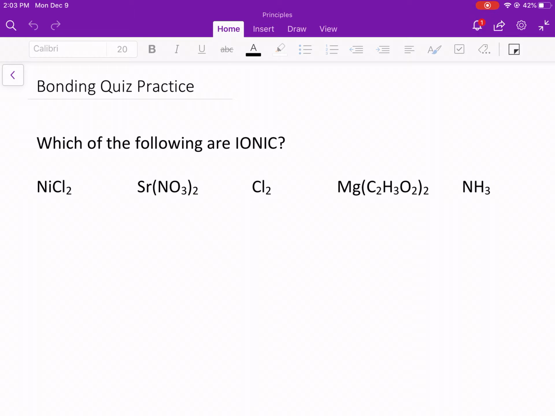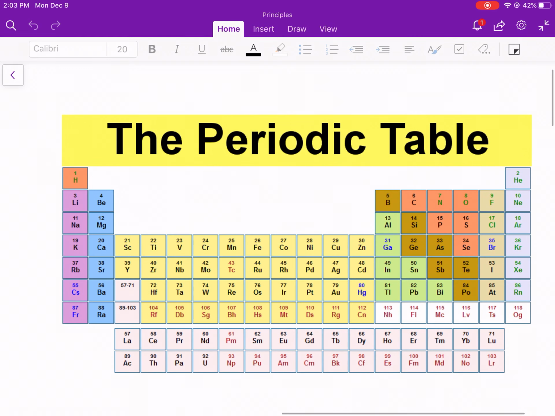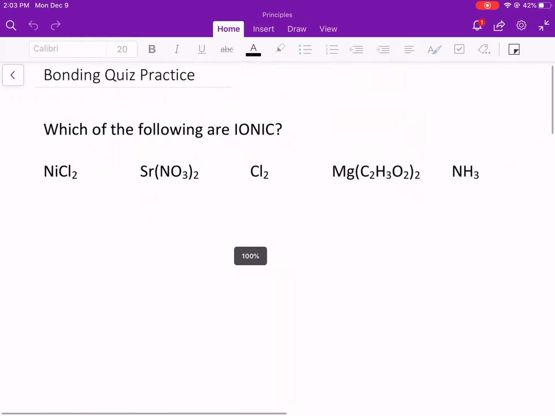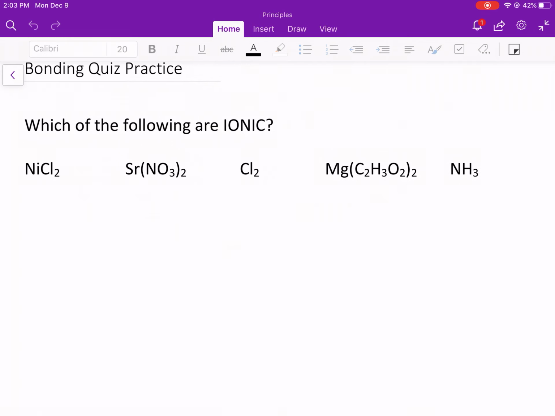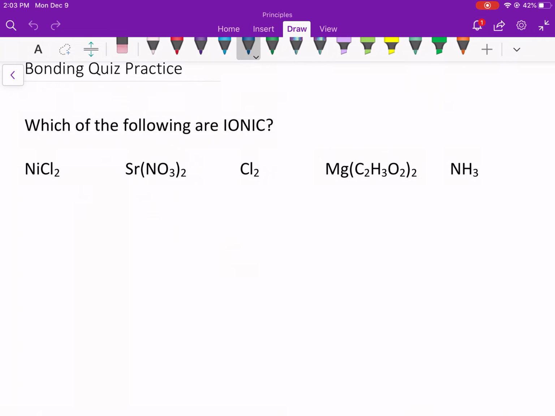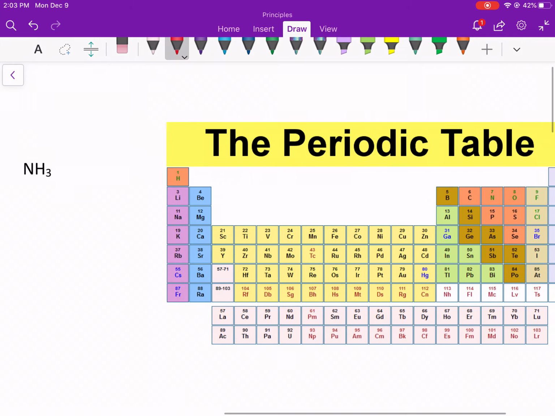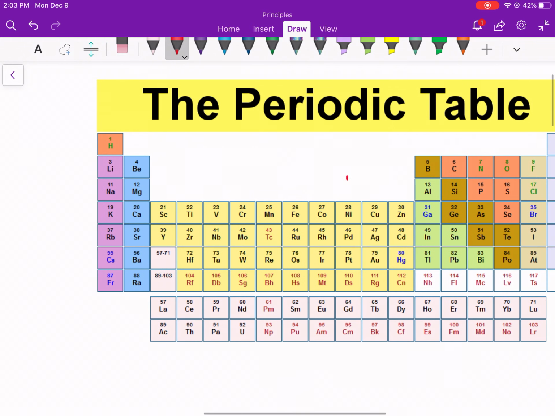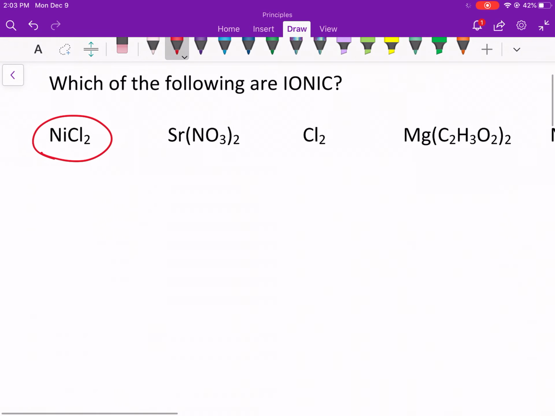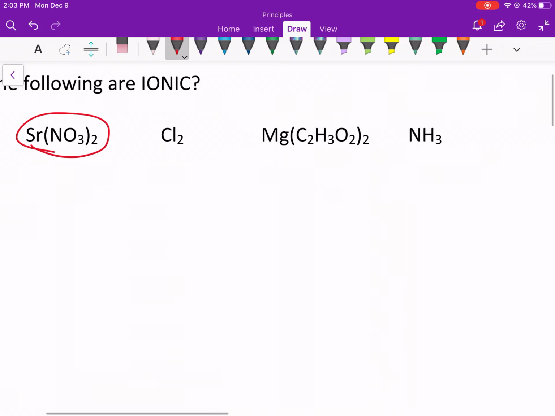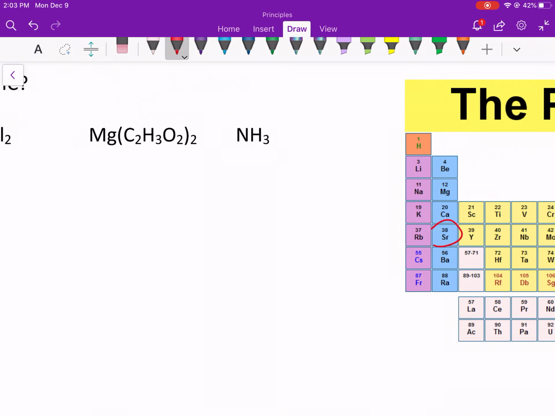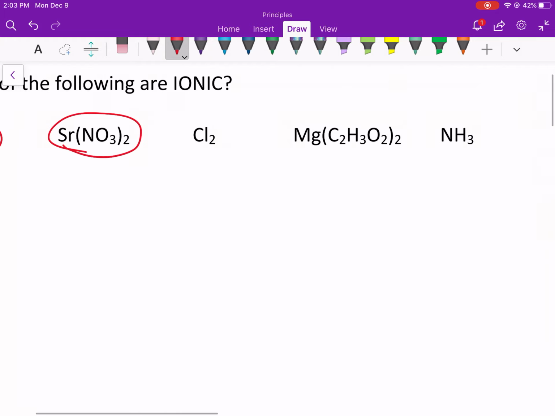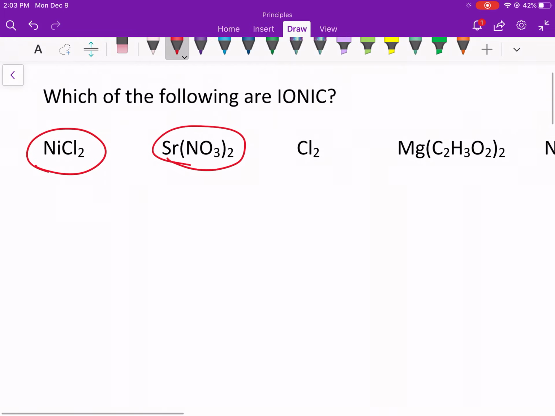You should definitely have a periodic table handy so you can check to see what kinds of elements we've got present. Okay, so in terms of which ones are ionic, you should have gone with the first one because it's got nickel in it. Nickel is right here. It's a metal, so this is an ionic compound. Same for strontium. Strontium is right there in the S block. That's a metal. So strontium nitrate would be ionic.